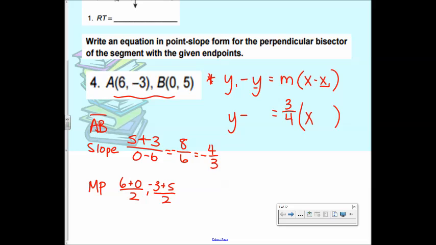6 plus 0 is? 6 divided by 2 is? -3 plus 5 is? 2. 2 divided by 2 is? All right, so then I just plug those in, and I get y minus 1 equals 3/4 times x minus 3. There you go. And that's the formula for the perpendicular bisector.